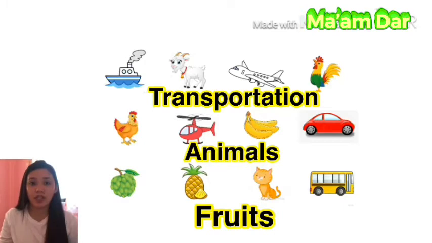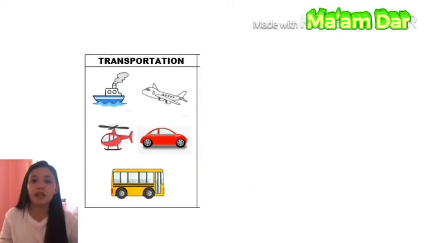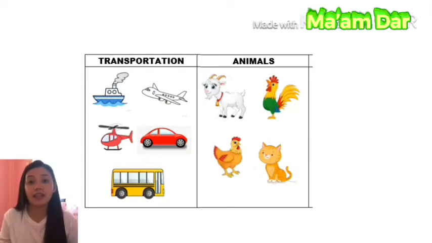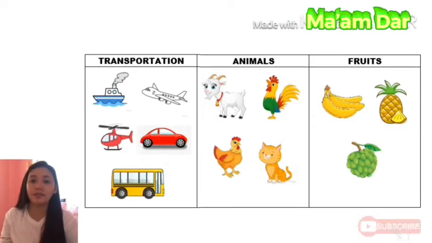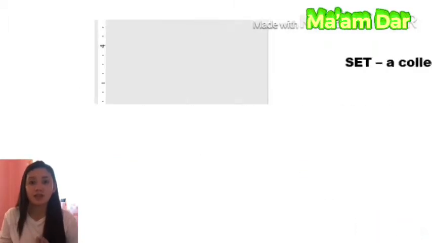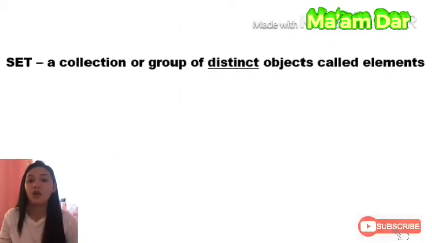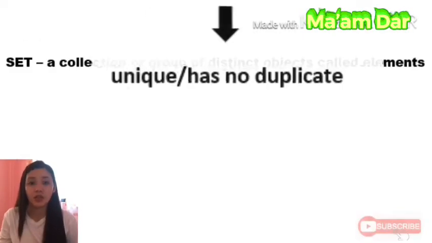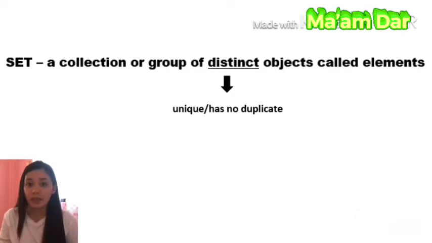So sa transportation, you have ship, bus, helicopter, airplane, bicycle. For the animals, you have hen, rooster, cat, goat. For fruits, you have banana, pineapple, and atis. In mathematics, a group can be called a set. Set is a collection or group of distinct objects called elements. When you say distinct, that means unique, wala siya'y kaparehas.